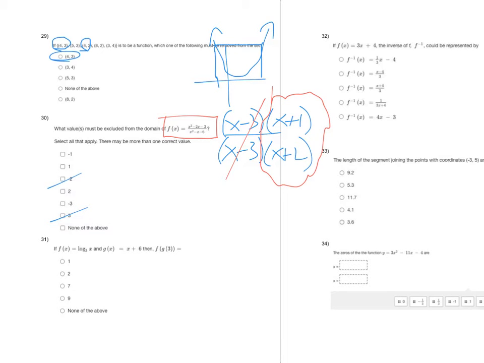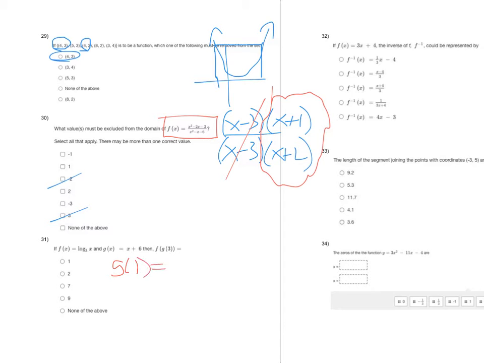And hey, look at that, number 31 has a log. But in this case, it's not about domain, it's just about evaluating the function. So they give us two separate functions, f and g, and they want f of g of 3. There's two ways to do this. One, you could take g of x and actually plug it in here and rewrite your simplified composition function f of g of x. Or you can simply find g of 3.